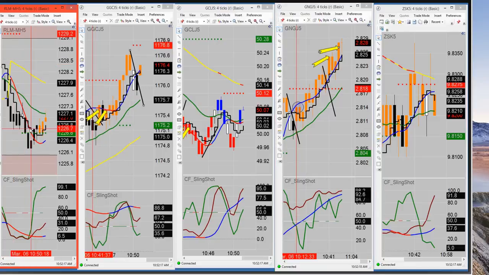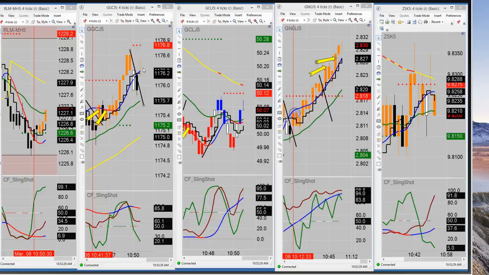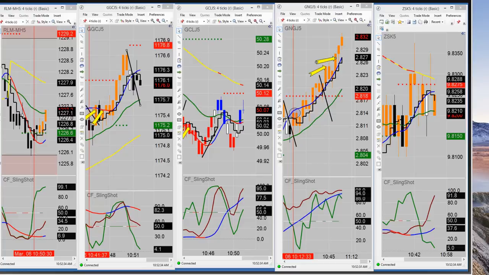The Russell went down to the zone and now it's pulled all the way back up to test the BBC. We can't trade it right here anyway because the ES is in a zone. All right, there's the up close on the gold at 76.2. Okay, get it a little better right here, 76.1.